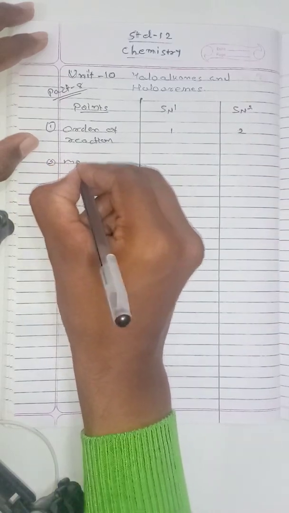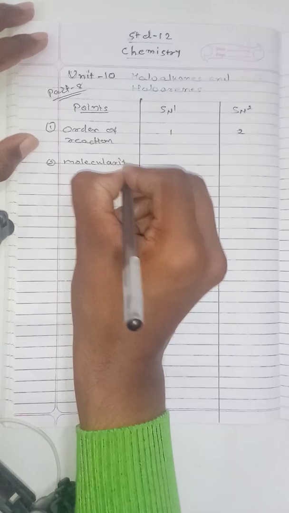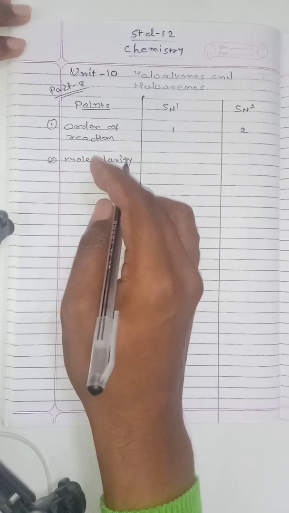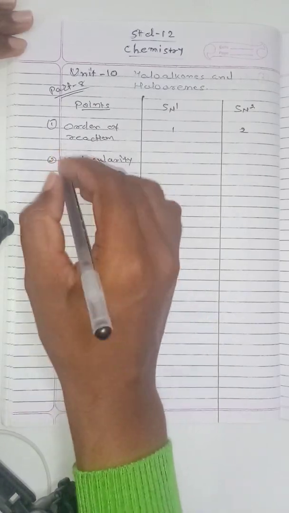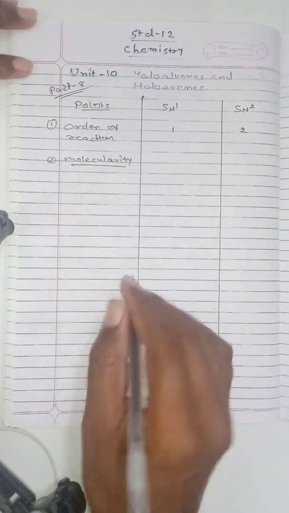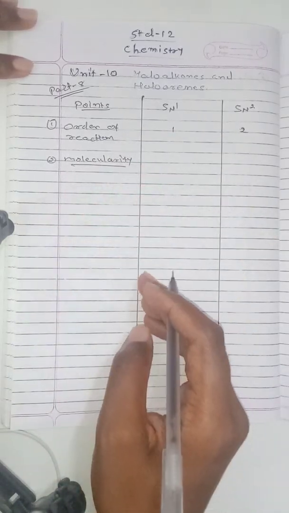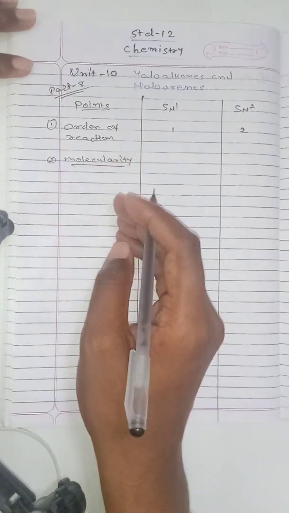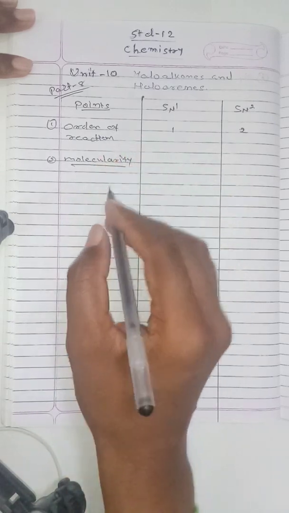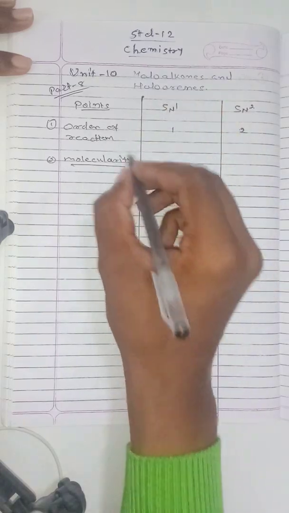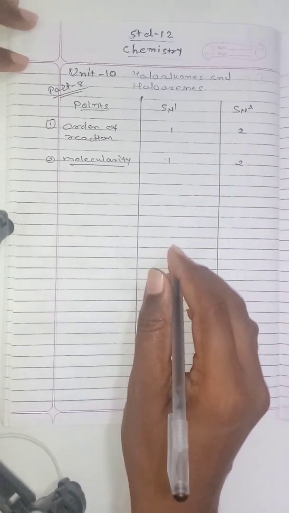Number 2, molecularity. First of all, what is molecularity? The number of ions or molecules that take part in the rate determining step. The rate determining step, RDS, is known as molecularity. For SN1 reaction, its molecularity is 1, and for SN2, it is 2.